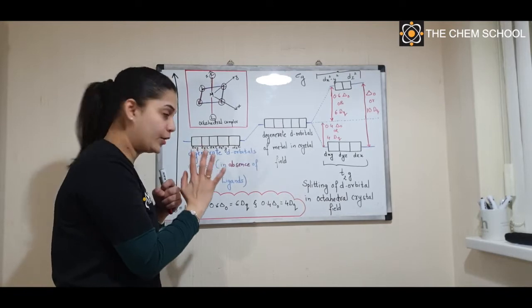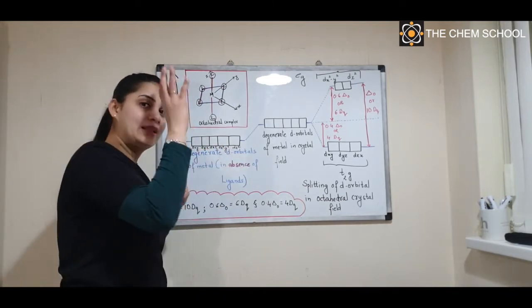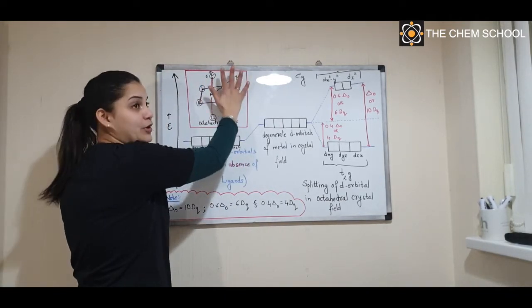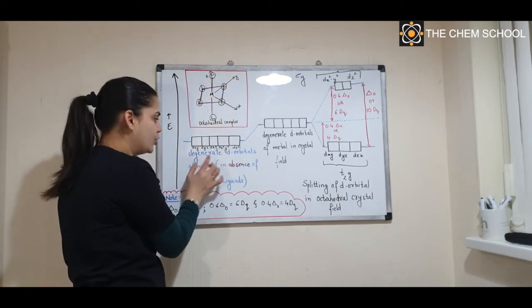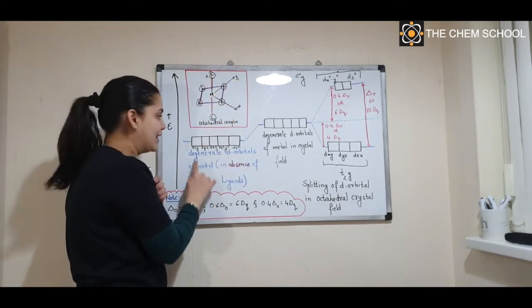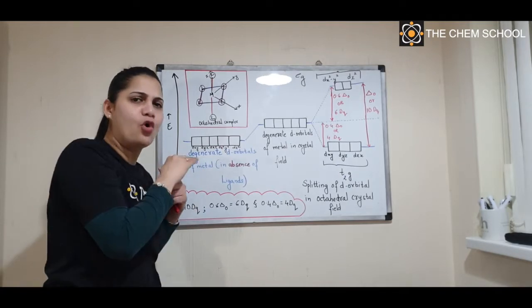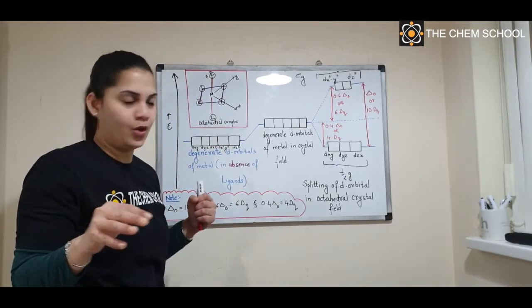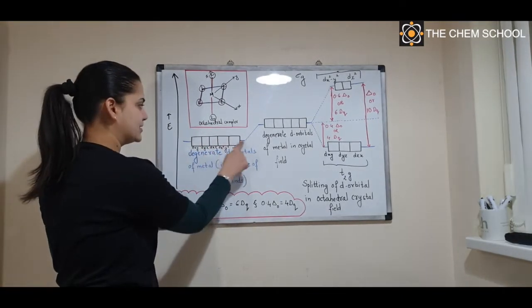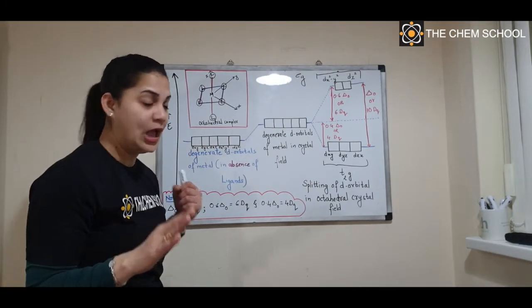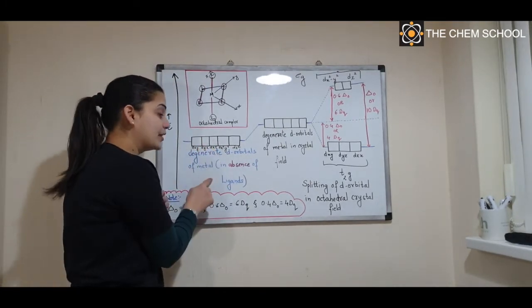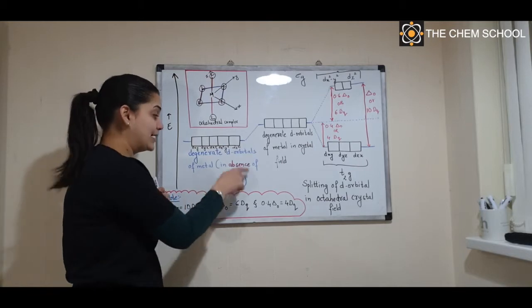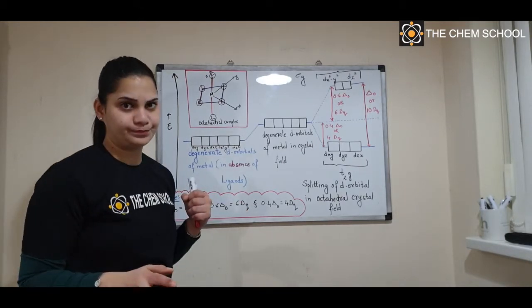Is this clear? This is before the ligand comes into the picture. Over here, what you have are degenerate d orbitals, and degenerate d orbitals means all of them are of the same energy. You can see on the energy axis all of them are of the same energy, and this is when the ligands are not present, that is, in the absence of the ligands.